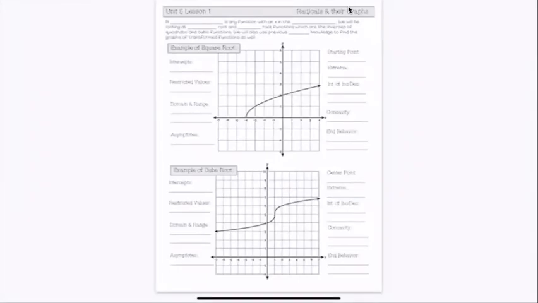Hey everybody, here is Unit 5, Lesson 1. In this lesson, we're going to talk about radical functions and their graphs.